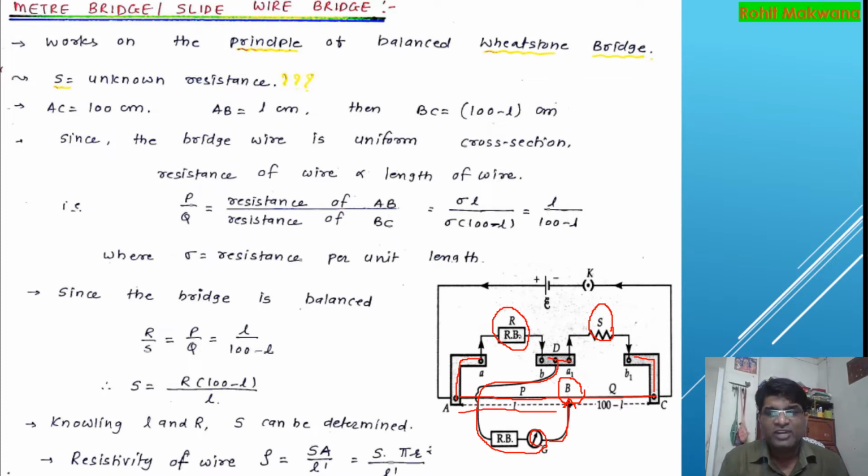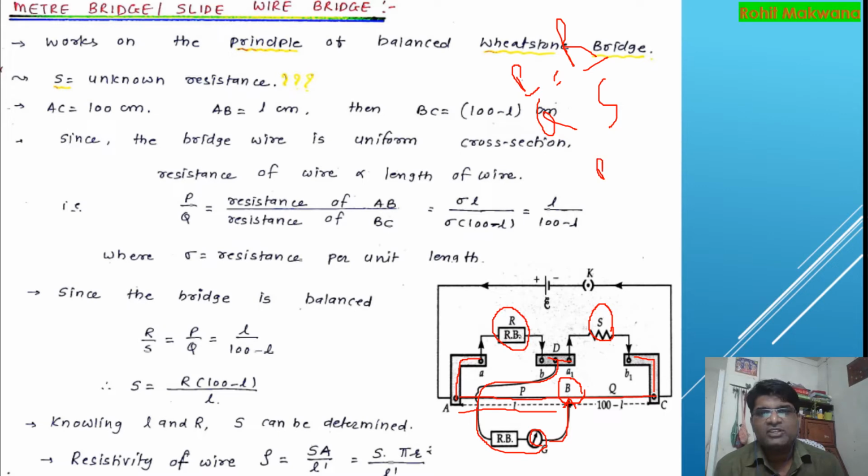Then this AB will give you the third resistance. You have seen in the Wheatstone Bridge that P by Q is equal to R by S. R and S are given to you here. R comes from the resistance box, and S you want to find out, so you don't have P and Q. P and Q here will be in terms of the length of the wire. You know the resistance formula: R is equal to rho L by A.